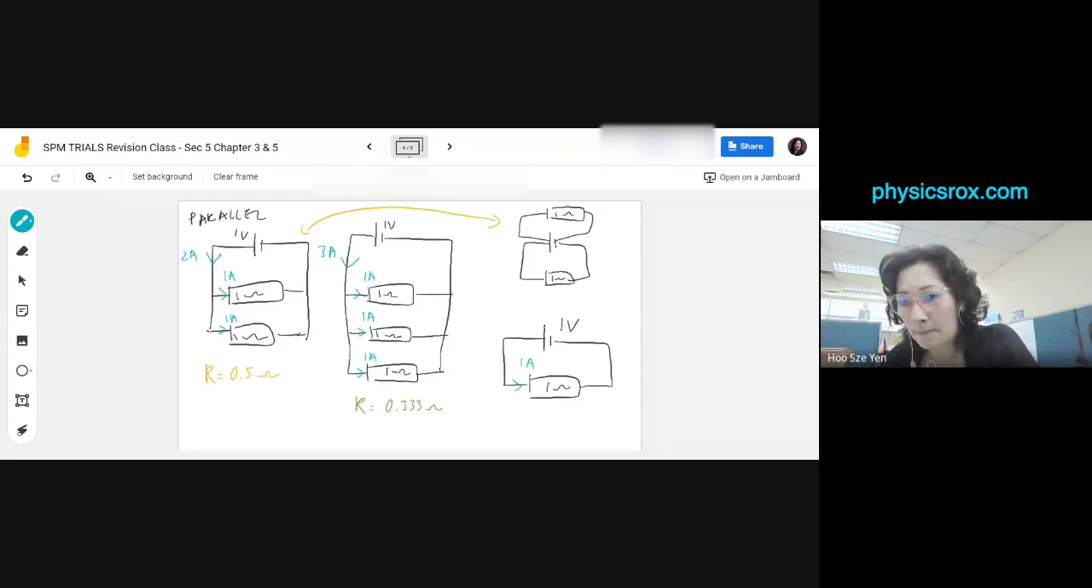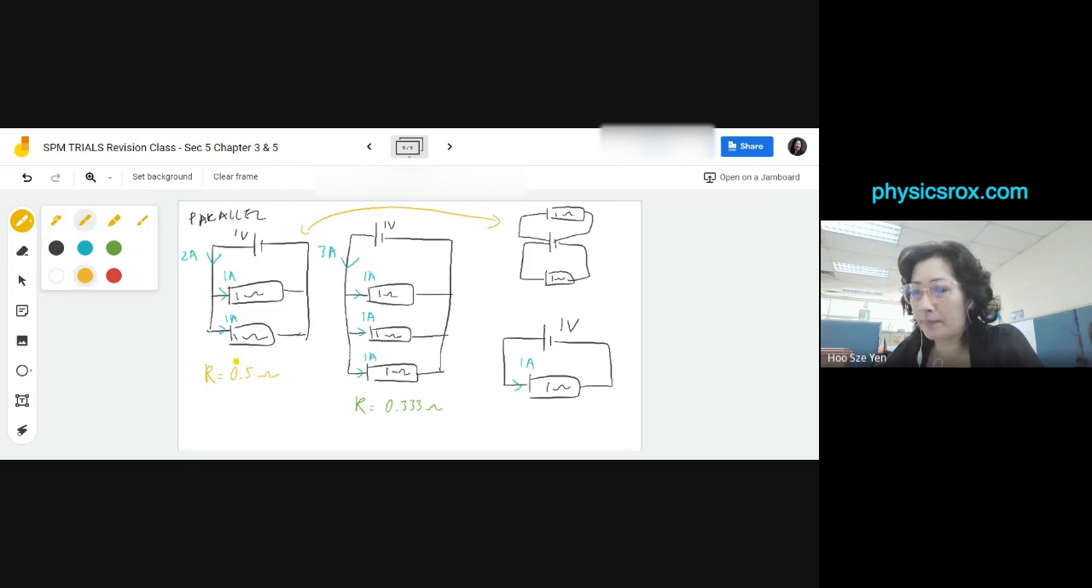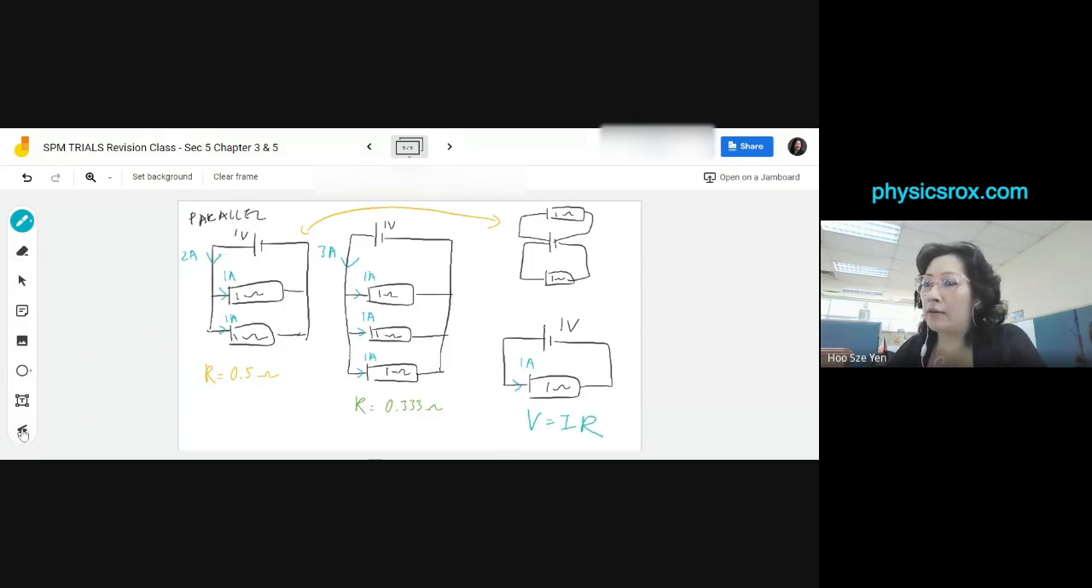Can follow so far? So you see, based on this, V equals IR. Now, this V is fixed. It's a fixed value because it comes from the power supply. So the R is going to change the value of I. So in this situation, V equals IR.